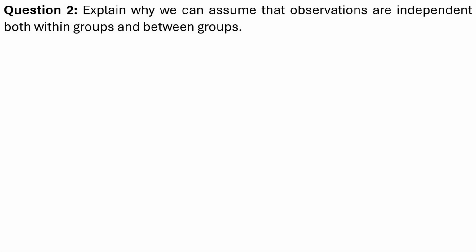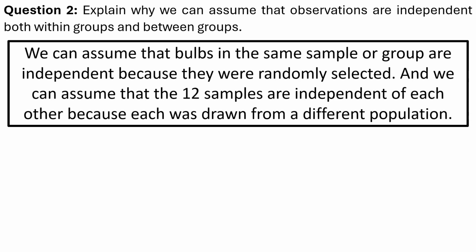So having said that, let's continue. Here we're going to explain why we can assume the independence assumption is satisfied in this scenario. Certainly we can assume that light bulbs in the same sample or group are independent because they were selected at random. That's the whole purpose of randomization, to guarantee or at least increase the probability that we're getting individual measurements that are independent of each other.